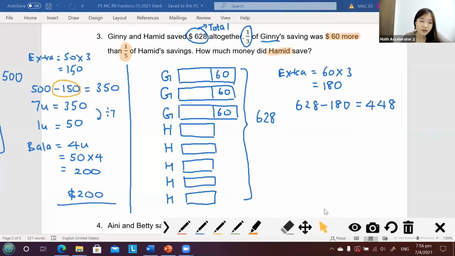So from here, do you know what to do? The extra is this one. It's extra because this is not part of your units. These are the equal parts. So we want to find the equal parts, we must remove what is not part of the equal parts, like this.